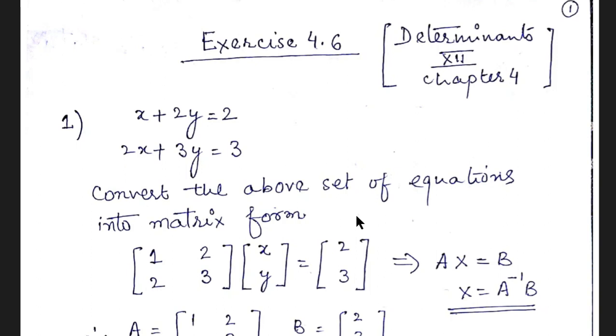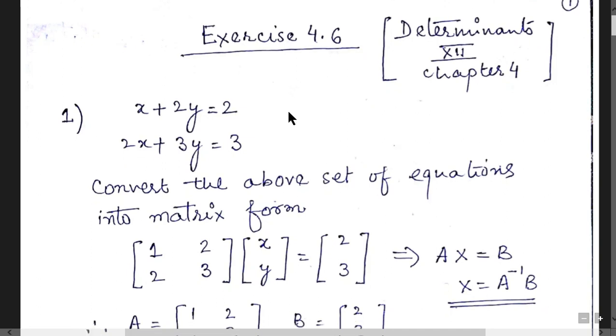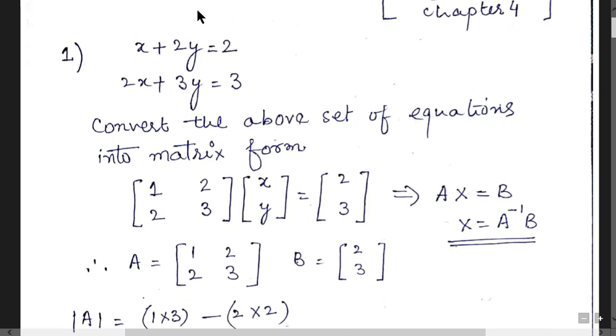Hello students, let's start from exercise 4.6 of determinant, plus 2 chapter 4. In this exercise, statements are given to you, and from these statements you have to convert or design the matrix formulation of these statements. Then you have to calculate the inverse by using the matrix method. In the first few questions, you have to check whether the equations are consistent or not.